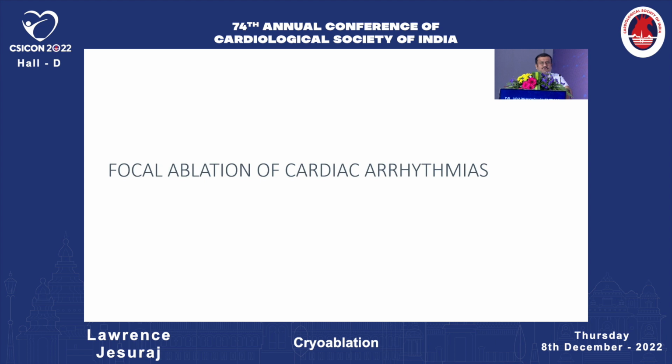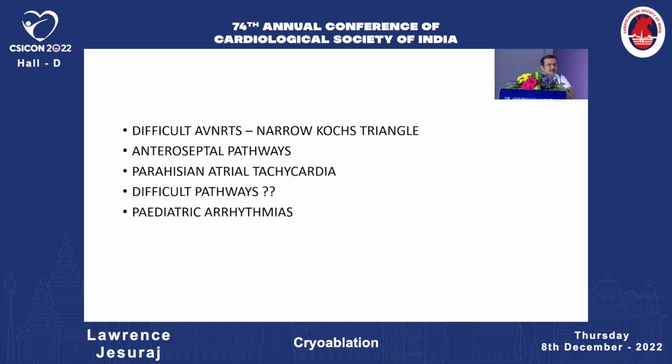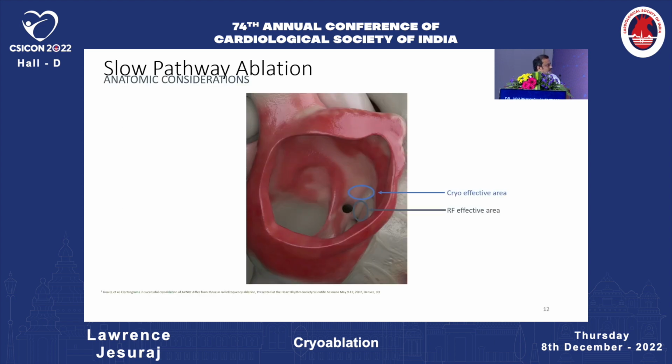The primary application of cryo remains in pulmonary vein isolation, but still there are applications of cryo in focal ablations also. In difficult AV nodal re-entries, when you have a very narrow Cox triangle where you are worried about AV blocks, and anteroseptal pathways very close to the conduction system, parahisian pathways and atrial tachycardias, when you have very difficult pathways, the concept of cryo adhesion may help. You can take the catheter to the difficult location. The cryo adhesion will make the catheter catch to that location and not move. And pediatric arrhythmia is another area where cryo may have a role.